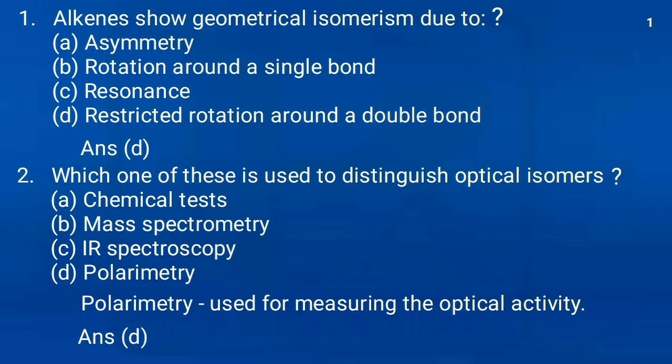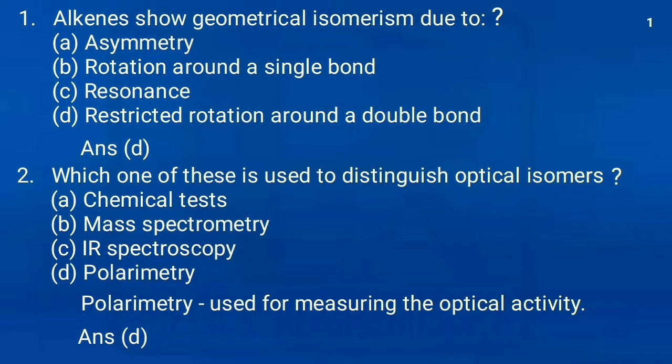Why? Because the pi bond prevents the rotation because of electron overlap both above and below the plane of atoms. That's why alkenes show geometric isomerism due to restricted rotation around a double bond. So the answer is D.